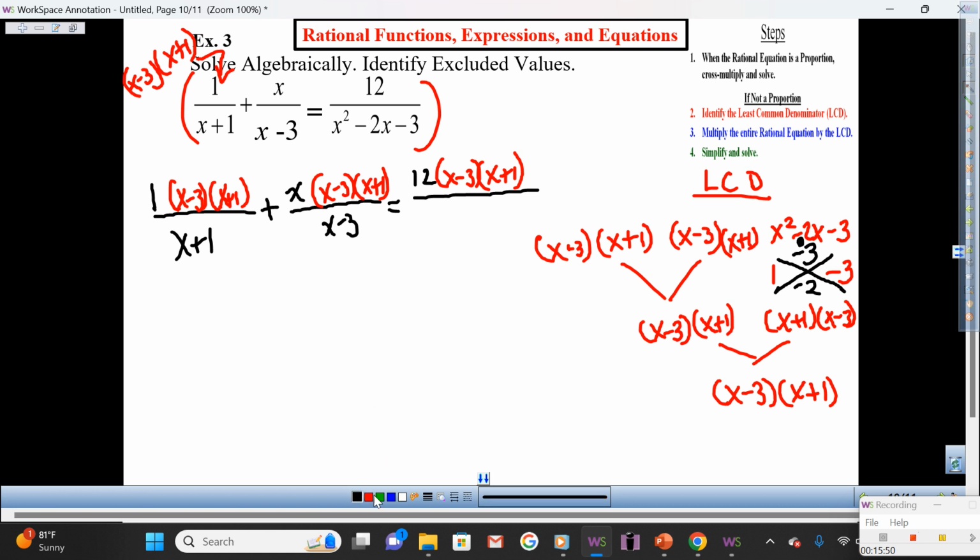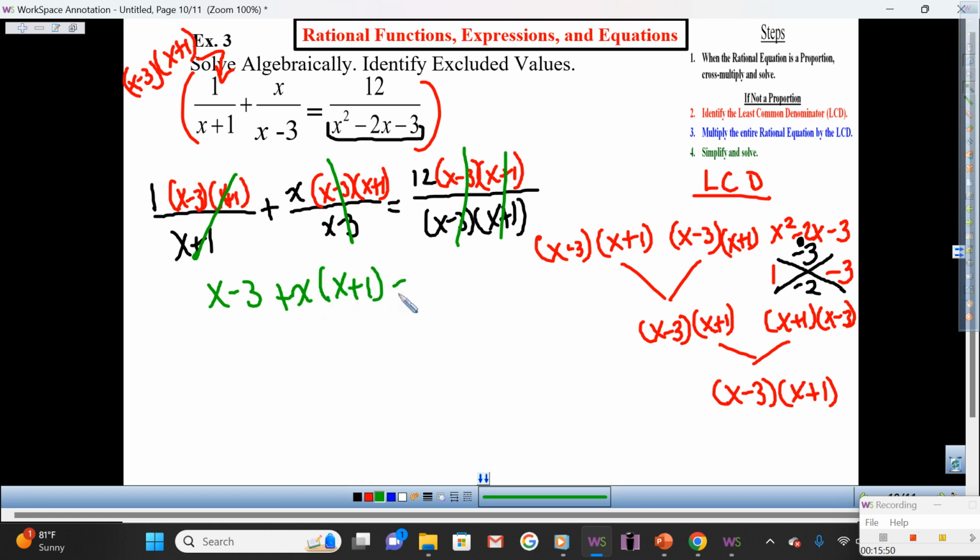And on the denominator, guys, I can write this or I can factor it. Do we know the factors of that already? Yes? Which are x minus 3, x plus 1. So, any cancellations? Yes? Yeah. Right here, and right there. So that leaves us with 1 times x minus 3 is x minus 3, x times x plus 1, and over here just 12.